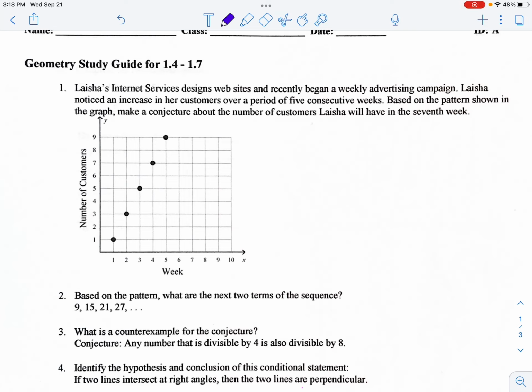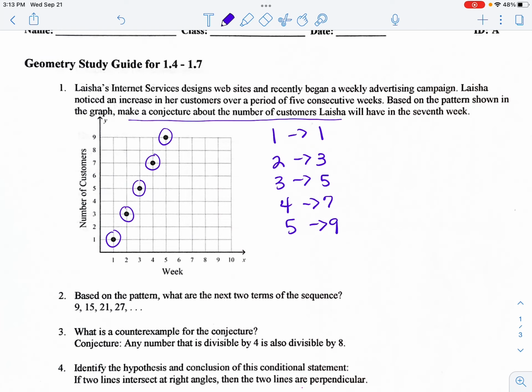right? So here we can see at week 1, she has 1 customer. At week 2, she has 3 customers. At week 3, she has 5. At week 4, she has 7. And then at week 5, she has 9. The question is make a conjecture about the number of customers she will have in the 7th week.